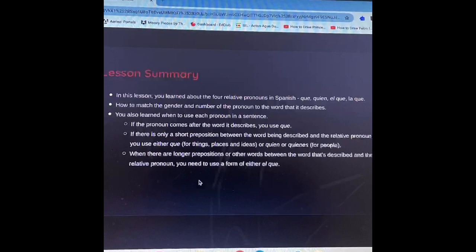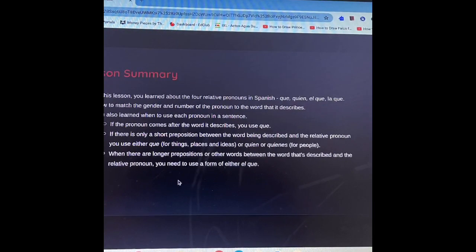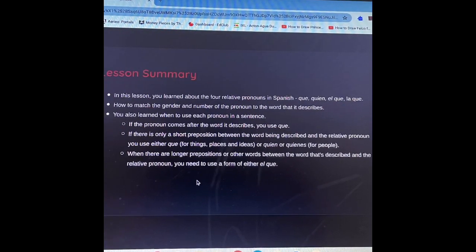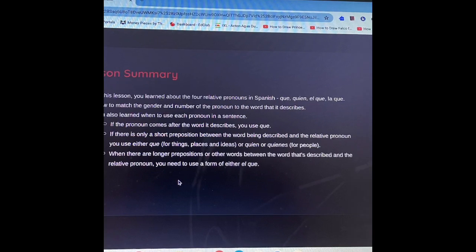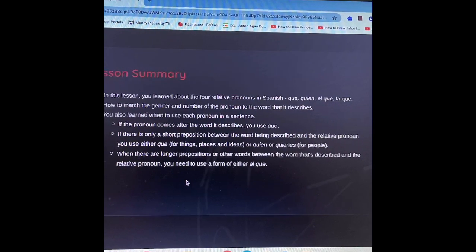If the pronoun comes after the word it describes, you use que. If there is only a short preposition between the word being described and the relative pronoun, you use either que for things, places, and ideas, or quien or quienes for people. When there are longer prepositions or other words between the word that's described and the relative pronoun, you need to use a form of either el que.